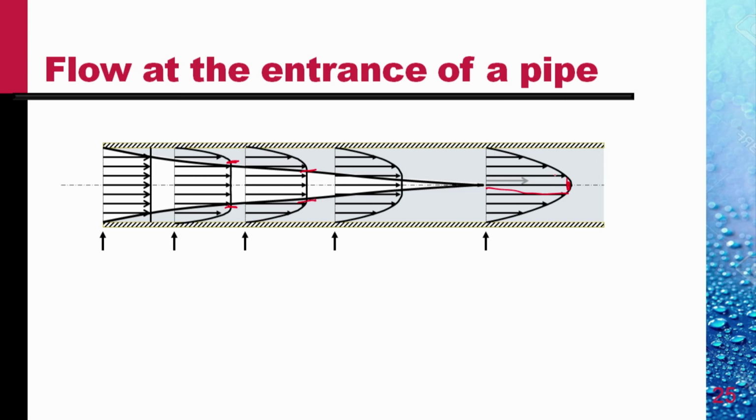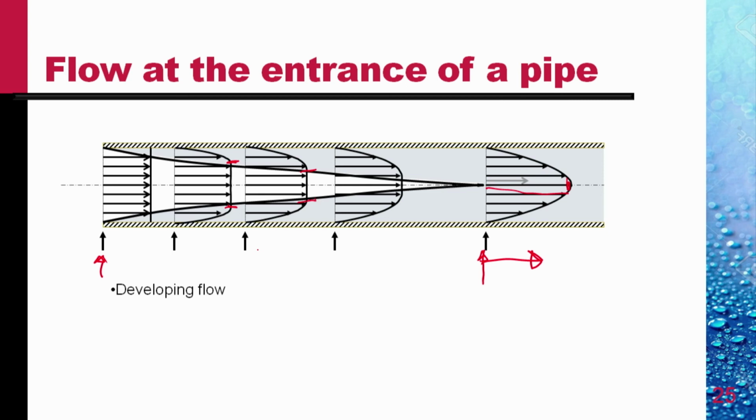After this length, the velocity profile does not change. And we say that the flow is fully developed. It is between this and this that the velocity profile changes. We call this a developing length, an entrance length of the pipe, where the flow is developing.